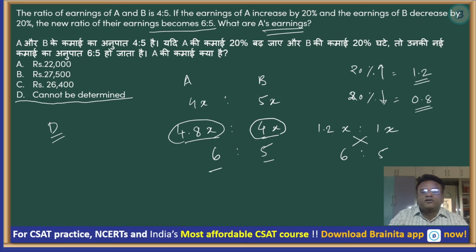You will not be able to find what A is earning because there can be multiple combinations, multiple options which are possible as a right answer, right? Anything in this ratio will be a right answer. So there can be many solutions. Unless they give us a specific number, we won't be able to find any solution. Let us move to the next question.